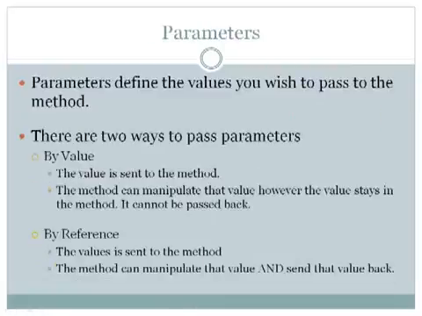All right, now parameters define those values that you want to pass to your method, and you have a couple different ways that you can do it. The first way is passing by value. This is the default way, and basically just the information is being sent to the method. The method can then do whatever it wants to with that value. However, it cannot pass the value back. It only has access to that value within the method.